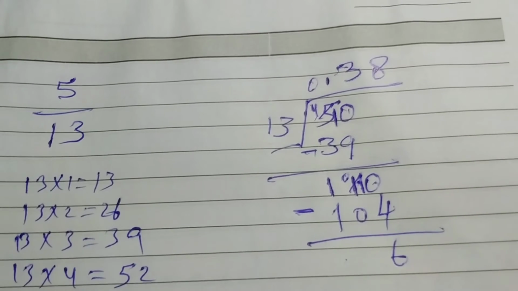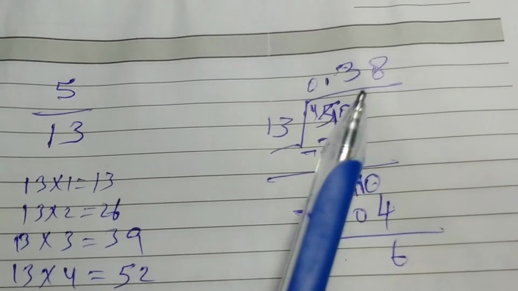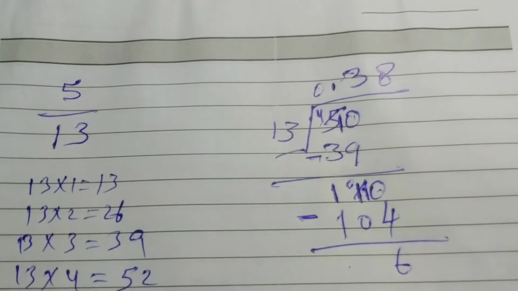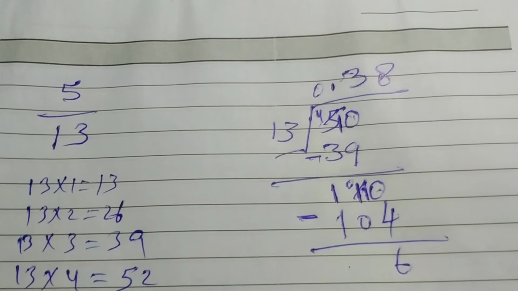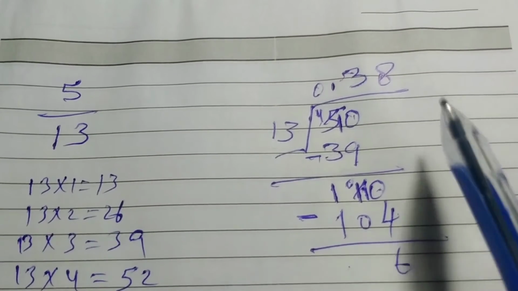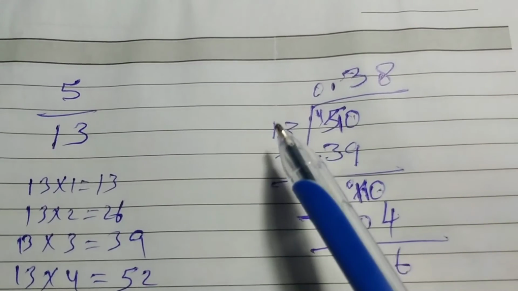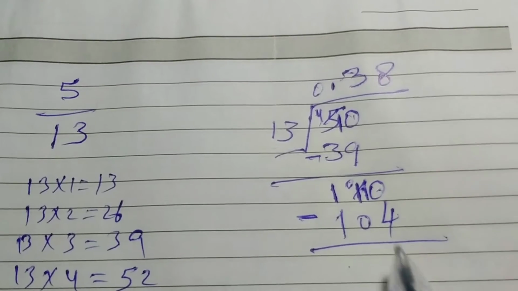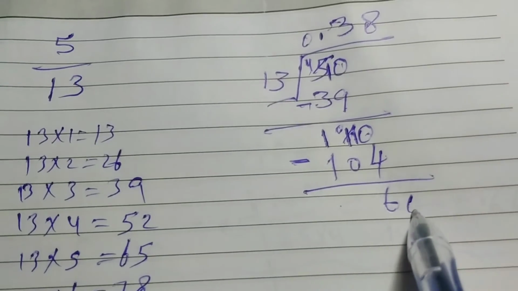So we have to see the required answer. If they ask you to write the answer with 2 decimal places, up to here your answer is ready. If sometimes they ask you to write the answer with 3 decimal places, then again we have to divide one more time. So 6 is less than 13, I will put here 0.